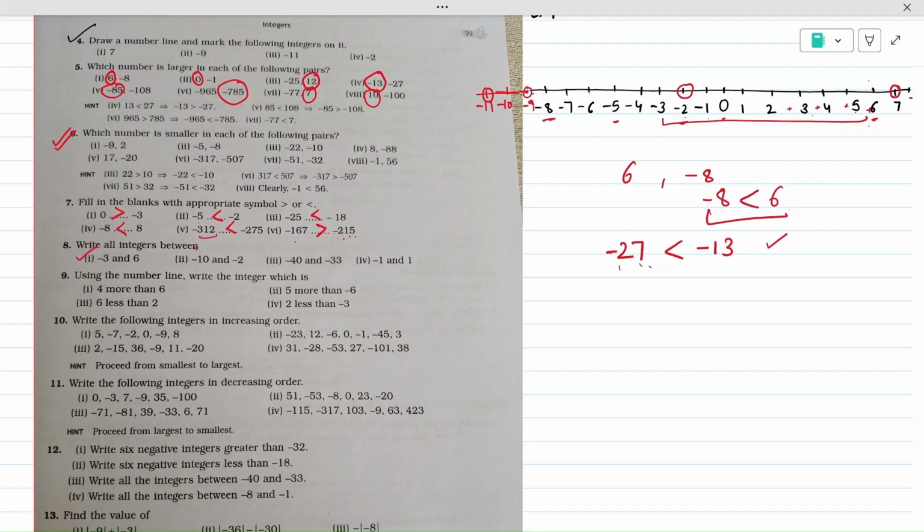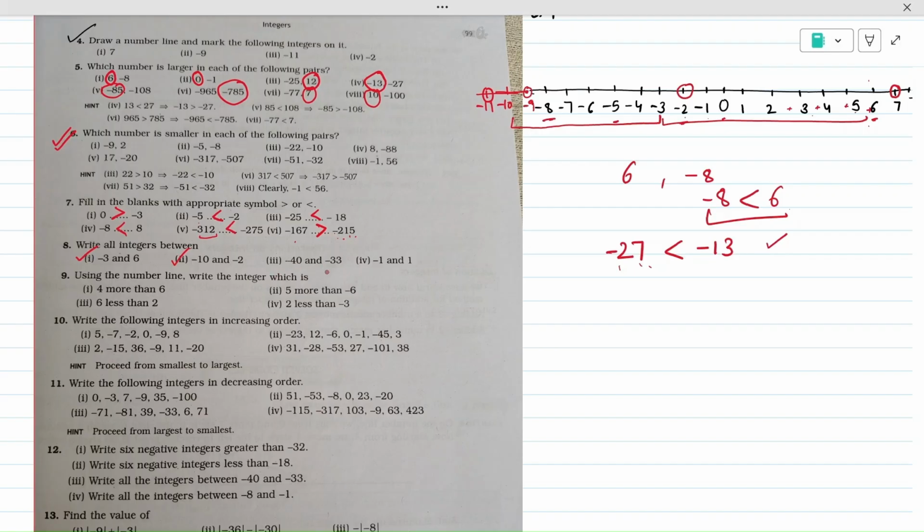Between minus 10 and minus 2, again it is written here, between these two we have minus 9, minus 8, minus 7, minus 6, minus 5, minus 4 and minus 3. Okay, so these are the numbers.